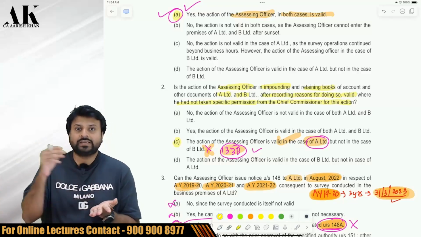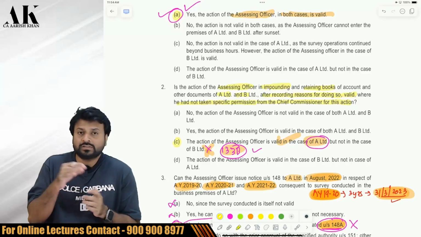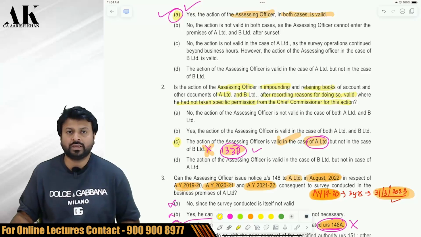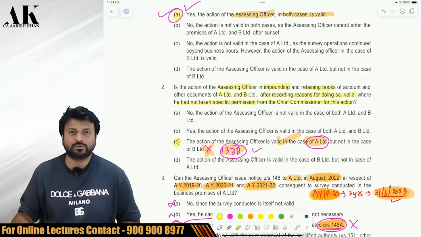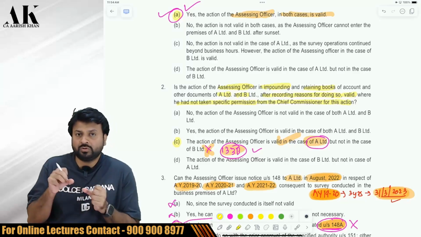For survey, he has taken a permission, right? If he has taken a permission for survey, there is no need to take special permission from the AO, from any higher authority, that is Chief Commissioner. Why is there no need to take any specific permission to impound books of accounts in case of survey?